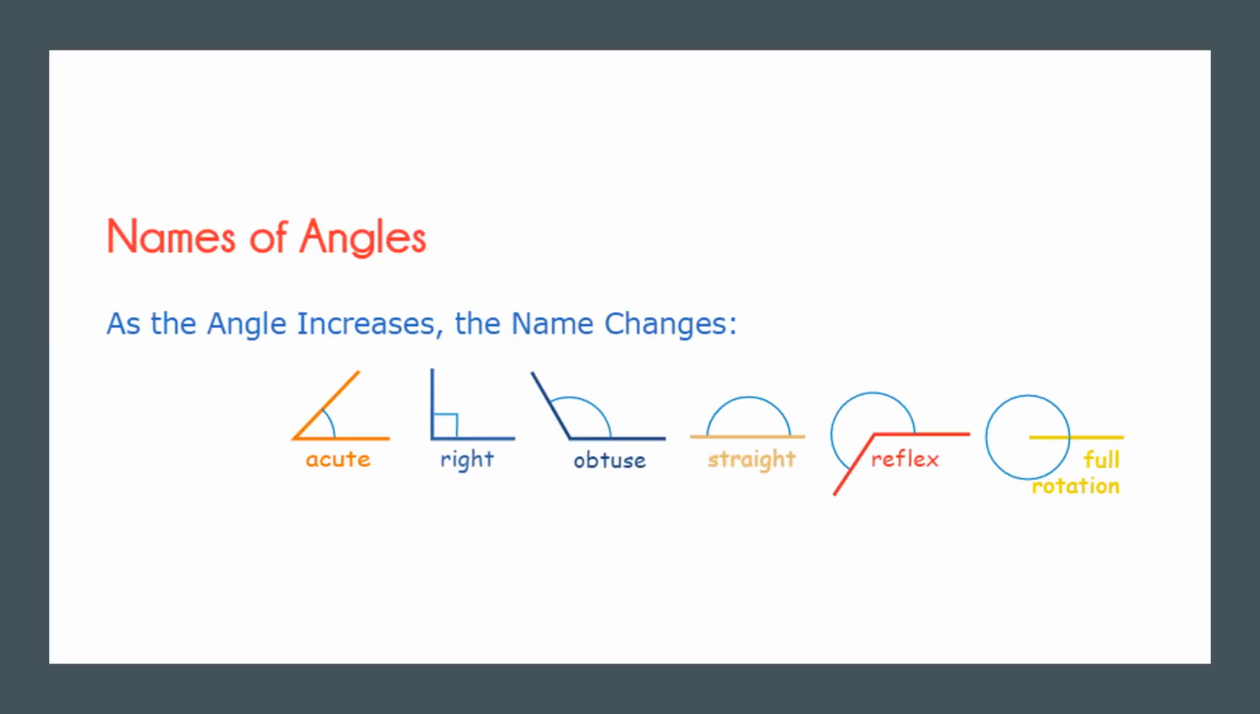So these are the names of the different types of angles that we have learned. As the angle increases, their name changes as well. An angle starts from an acute angle, it becomes a right angle. Then it becomes an obtuse angle till it is lying straight and is called a straight angle. It goes to the opposite side, it becomes a reflex angle, and then finally it comes back and meets the other line and it becomes a full rotation.